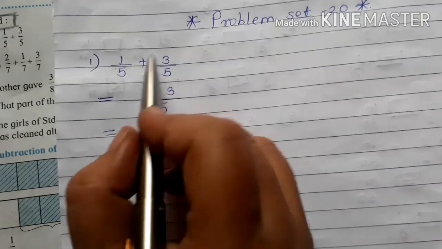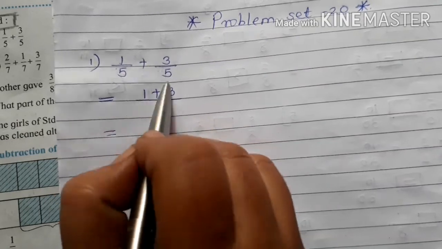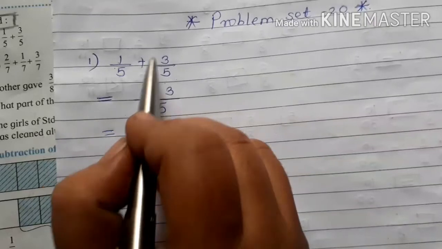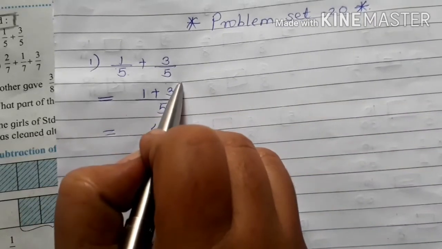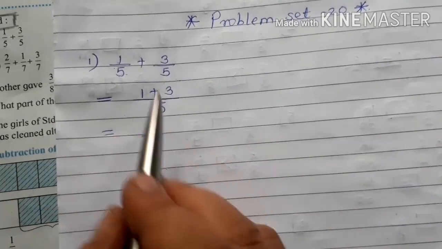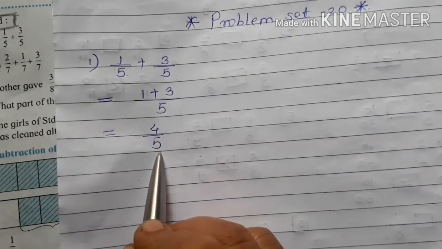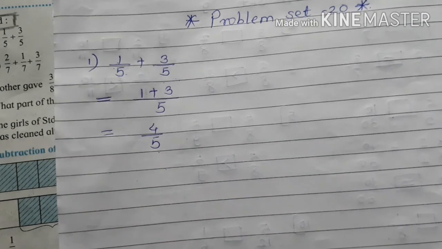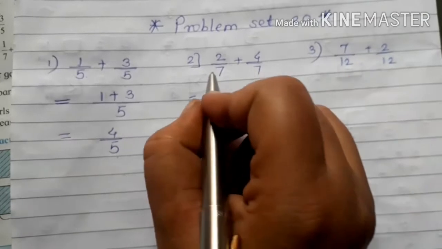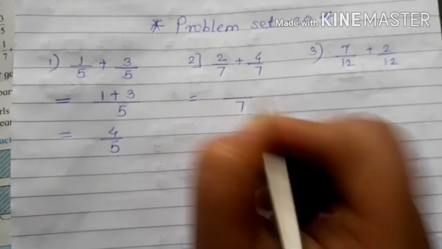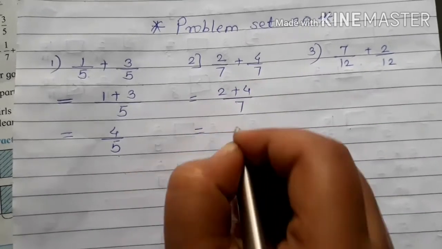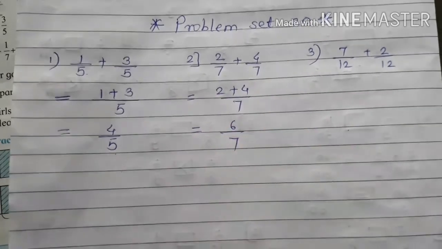Some students are thinking that as we are doing the addition of numerators we have to do the addition of denominators also. No. So 1 plus 3, and don't do 5 plus 5. It's wrong. So 1 plus 3 as it is, and you have to write the denominator one time as it is. Understood? See the next one. See the second one, same like that only. As here the denominators are same, write the denominator one time first. Now the numerators addition, 2 plus 4. So what is it? 6 upon 7.